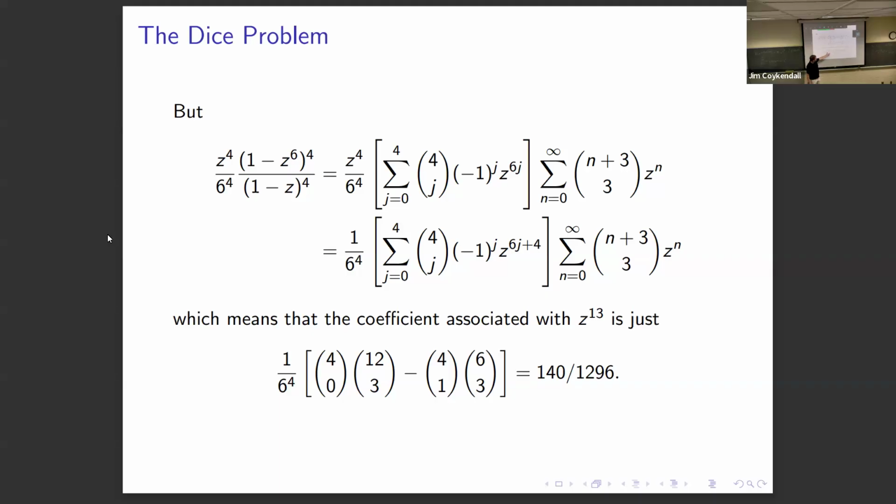So the final answer with generating functions is the probability that the sum of the 4 rolls is 13 is 140 divided by 1296. So again, there's 140 different outcomes you need to take into consideration. And the form of this suggests that there's probably, if there is a counting argument, it's probably fairly complicated, right? You can do this for other cases.